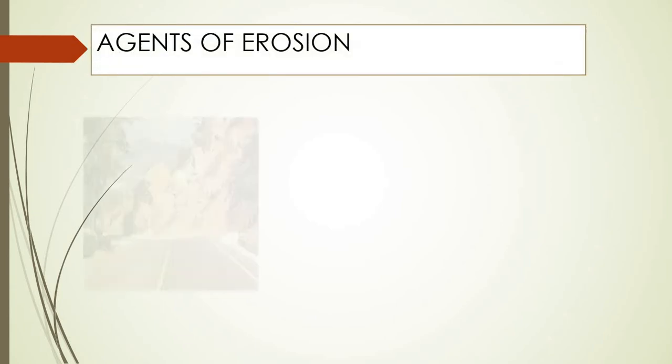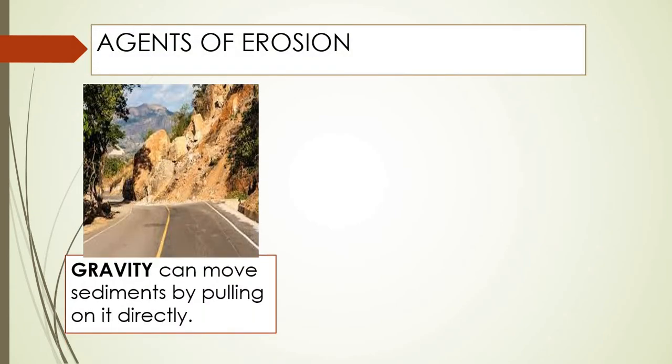We have here the different agents of soil erosion. First, we have gravity. Erosion moves sediments. The main driving force behind erosion is gravity. Gravity can move sediments by pulling on them directly. Gravity can also move sediments indirectly by acting through agents of soil erosion.